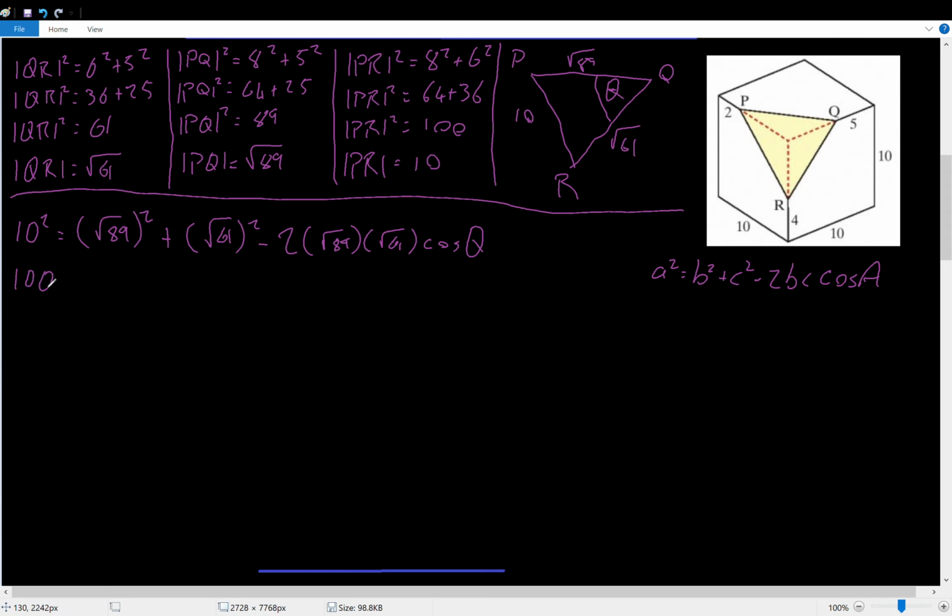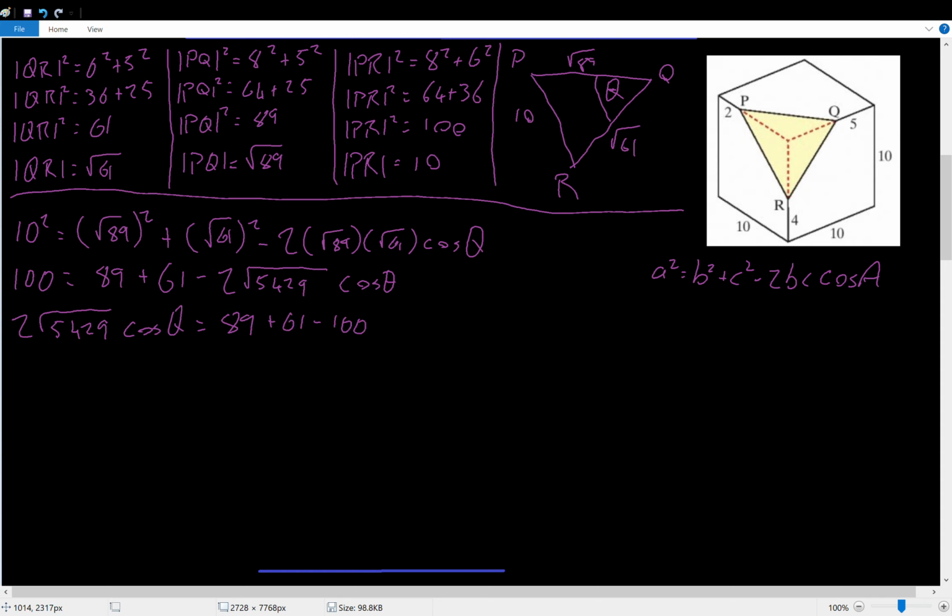So as we multiply them out, we get 100 is equal to 89 plus 61 minus 2 root 5429 times the cos of Q. And if we move some stuff around, you get 2 root 5429 cos Q equals 89 plus 61 minus 100. So 2 root 5429 cos Q is equal to 50.